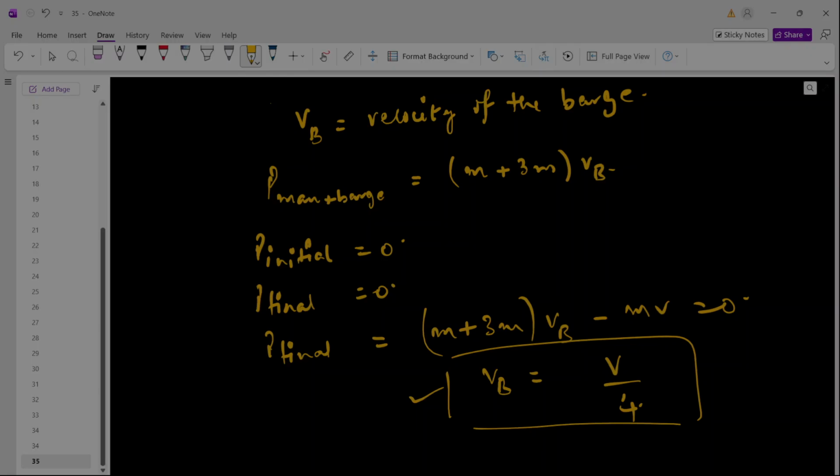So the concept is slightly confusing here, right? Because we have the man moving with a velocity v, but then since the man is standing on the barge, right, the man will also be moving along with the barge with the same velocity as the velocity of the barge, right? And that's where, when we apply the concept of conservation of momentum, we will have to factor in the man and the barge as well moving with the velocity of the barge, right? And that's how you get the value of vb.